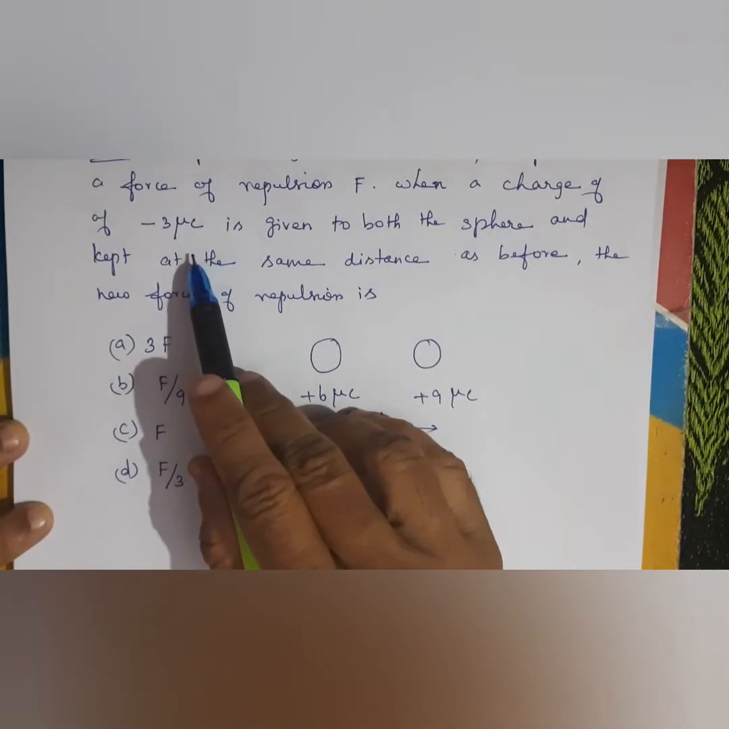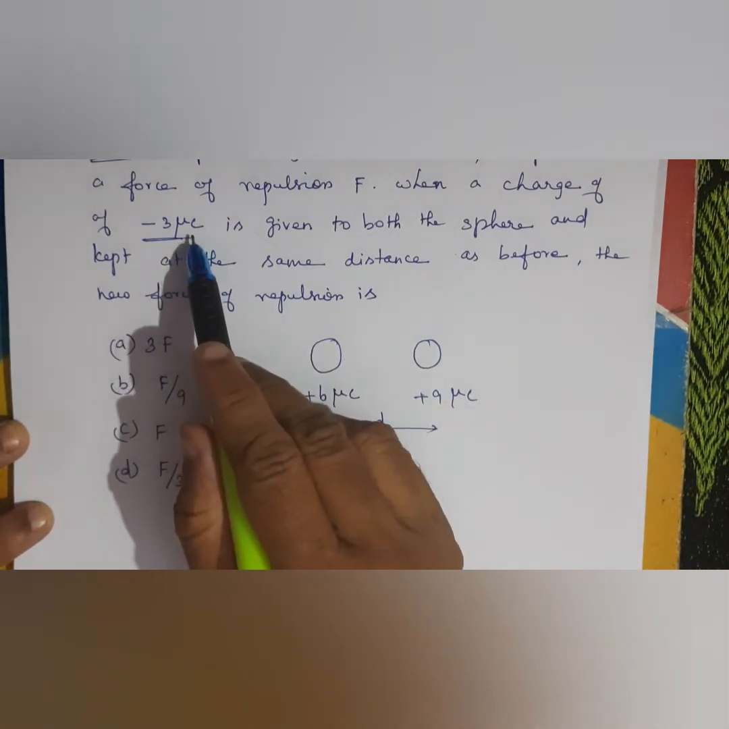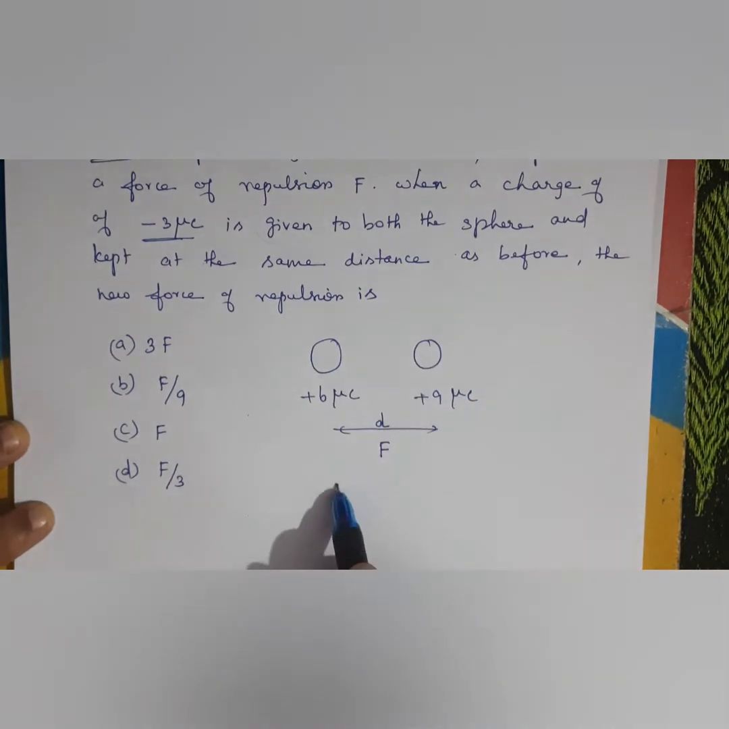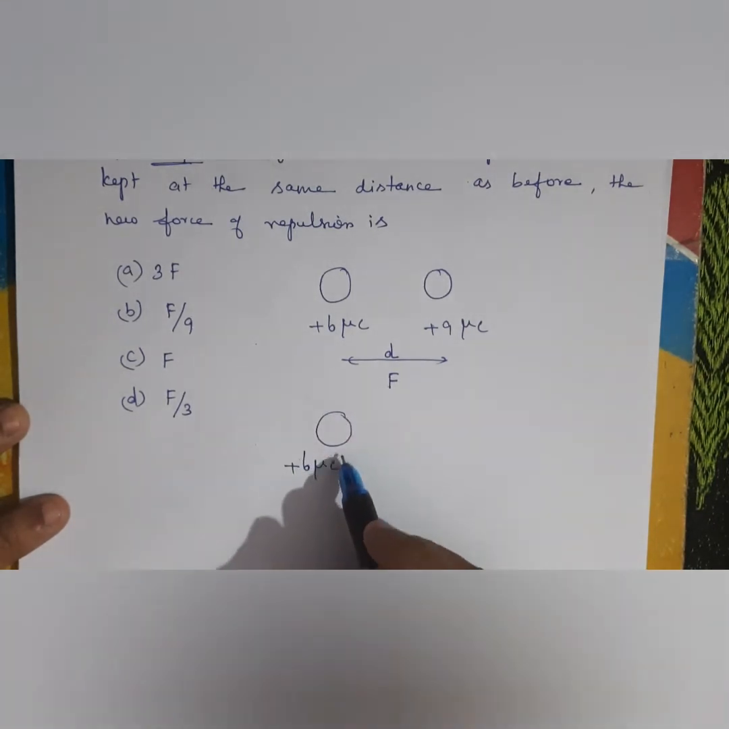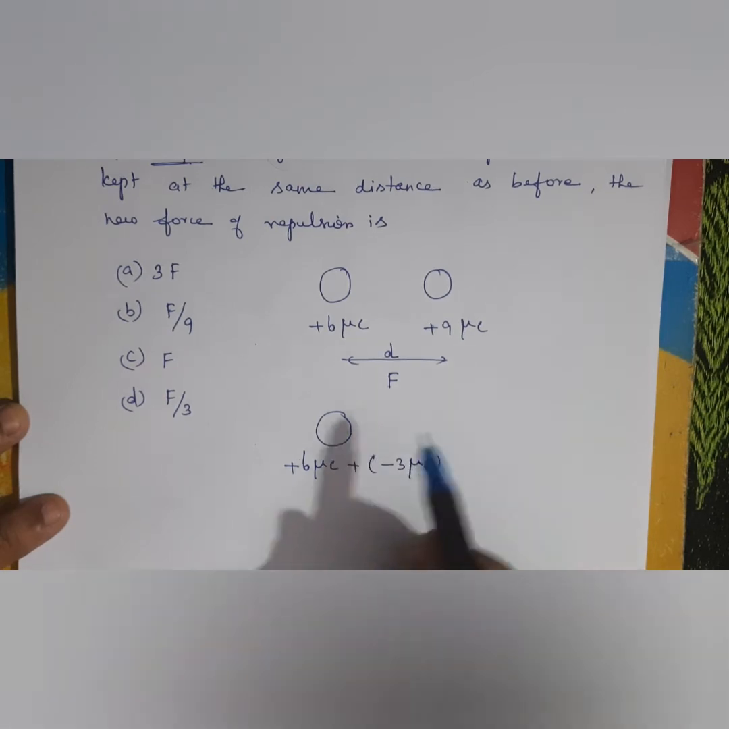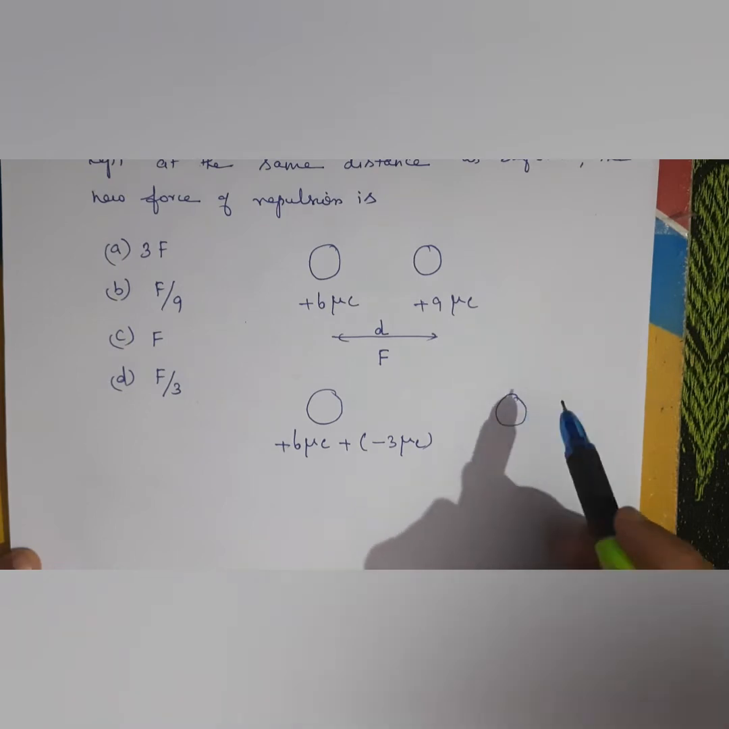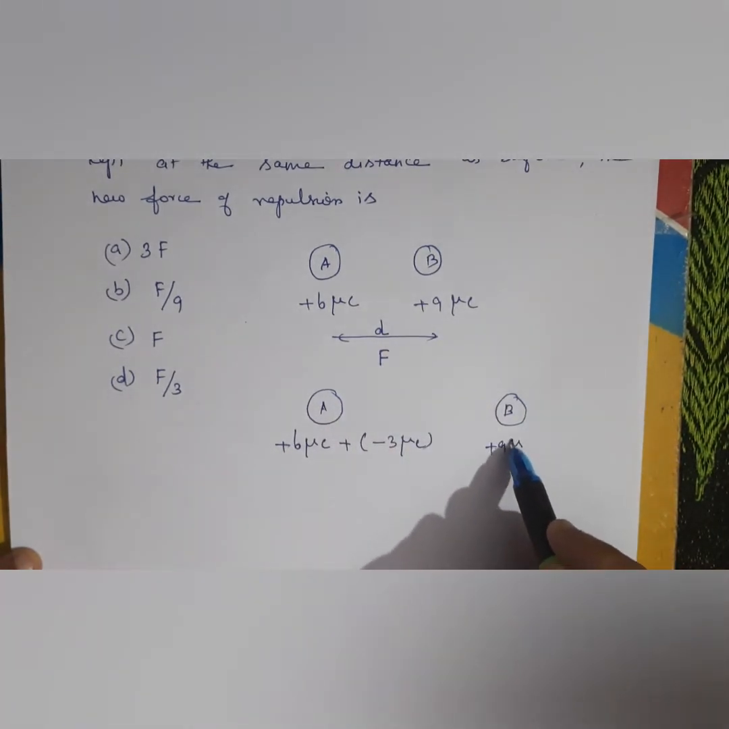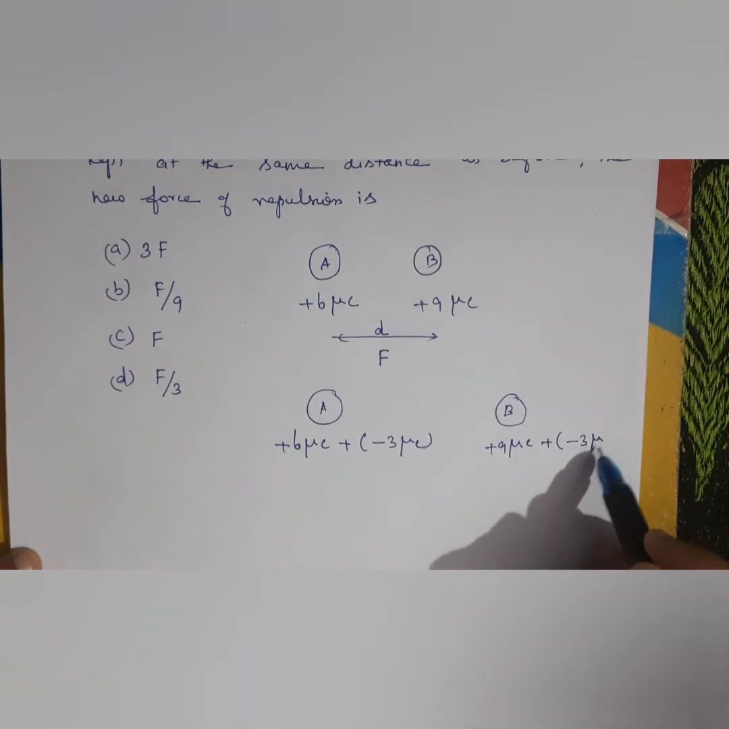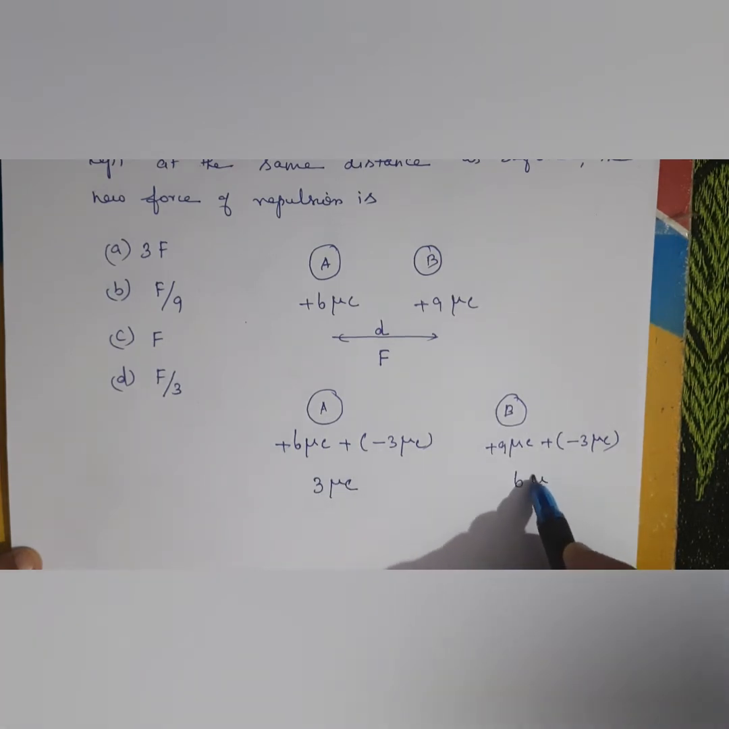Now case number 2. When a charge of minus 3 microcoulomb is given to both the spheres, you add minus 3 microcoulomb to both spheres. Let us consider the first sphere as A and the second one as B. According to the law of addition of charges, plus 6 microcoulomb added with minus 3 microcoulomb gives 3 microcoulomb, and plus 9 microcoulomb added with minus 3 microcoulomb gives 6 microcoulomb.